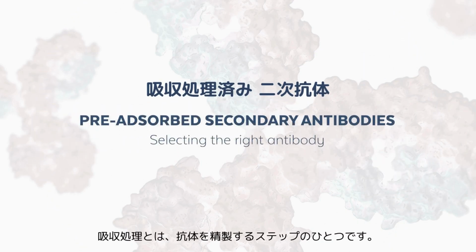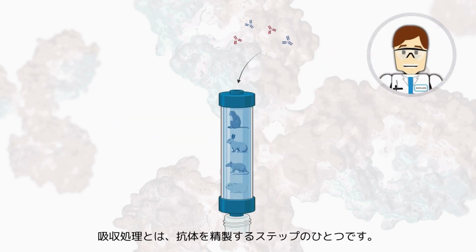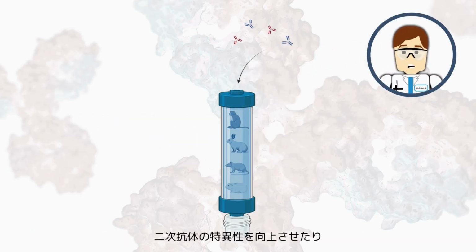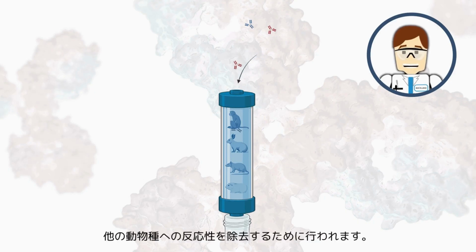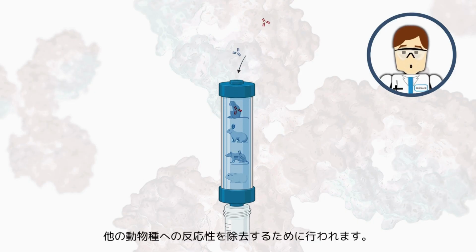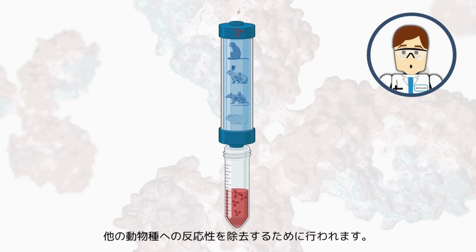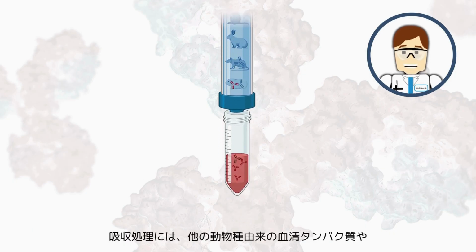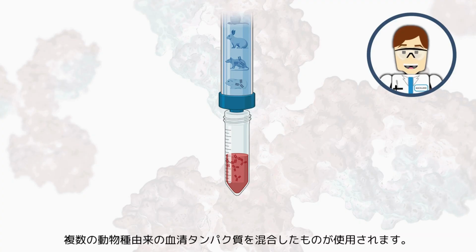Pre-absorption, also cross-absorption, is an additional purification step introduced to increase the specificity of a secondary antibody and eliminate reactivity against undesired host species. Secondary antibodies can be pre-absorbed against serum proteins from another species or against a mixture of serum proteins from several species.